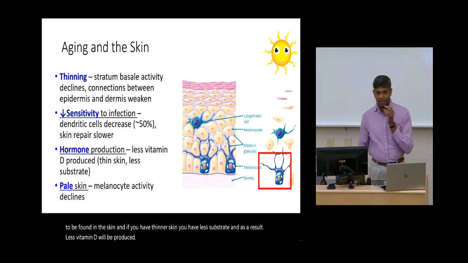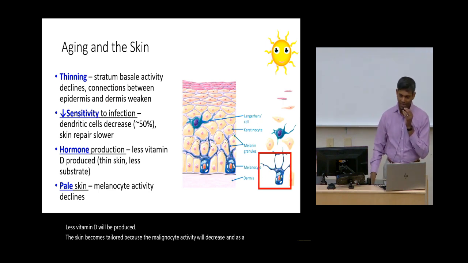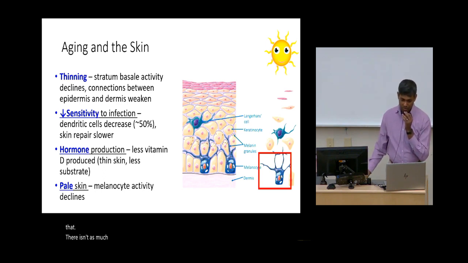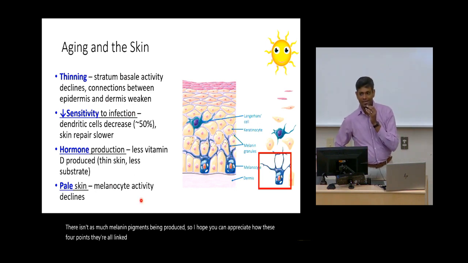The skin becomes paler because the melanocyte activity will decrease, and as a result, there isn't as much melanin pigment being produced. So I hope you can appreciate how these 4 points are all linked to impaired cellular activity of different types of cells.